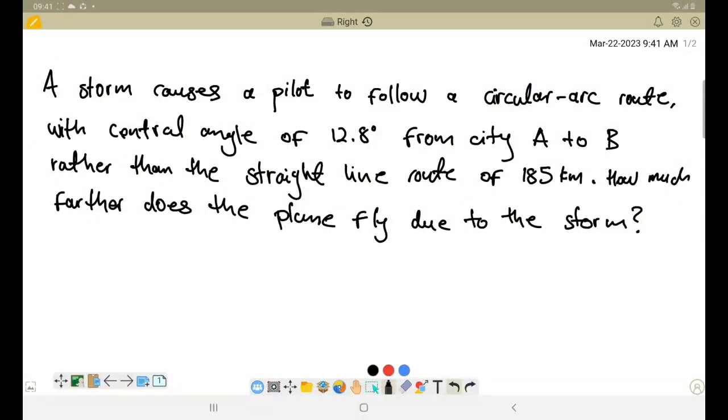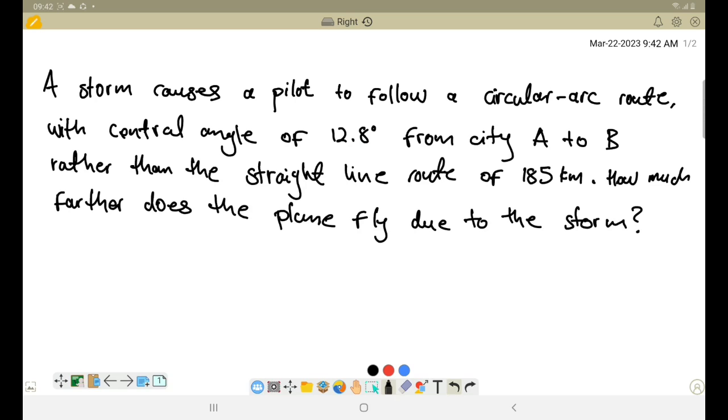Okay, let's look at this problem. A storm causes a pilot to follow a circular route with a central angle of 12.8 degrees from city A to B rather than the straight line route of 185 kilometers. How much further does the plane fly due to the storm?